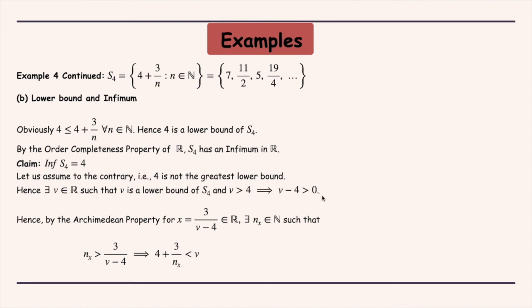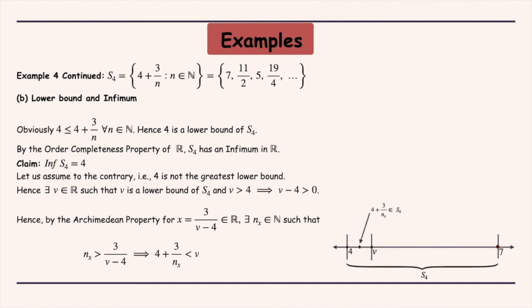Now here what we are going to do is apply the Archimedean property for the number x, which is 3 by v minus 4. This number would be a real number because v minus 4 is definitely strictly greater than 0, and hence this number would exist. For this real number, according to the Archimedean property, we can find a natural number, say we call it nx, such that nx is bigger than 3 by v minus 4, and this further implies that 4 plus 3 by nx is definitely less than v. So we have this situation.